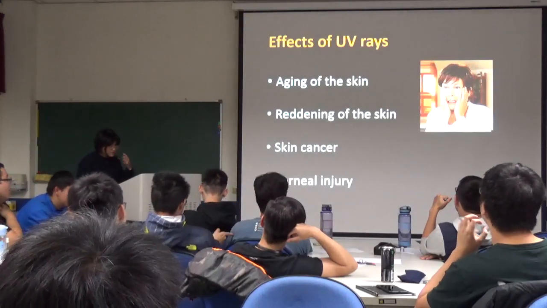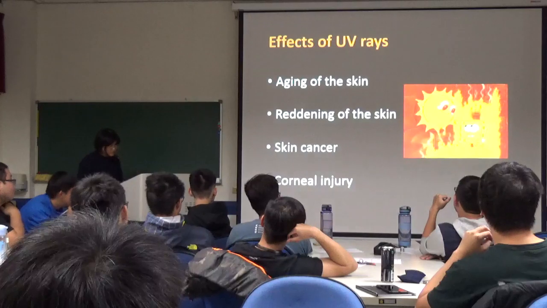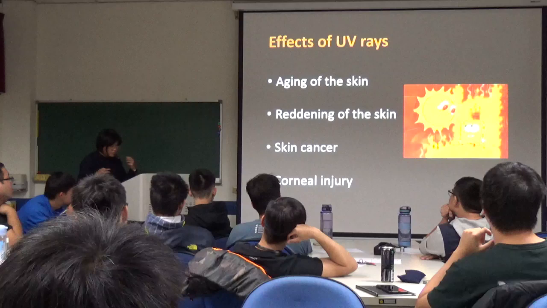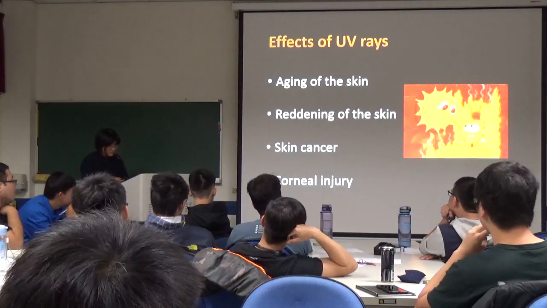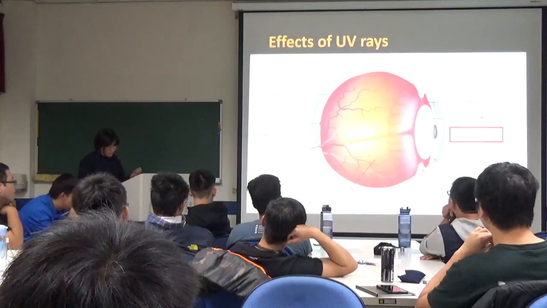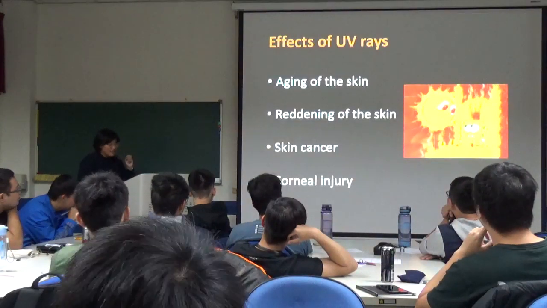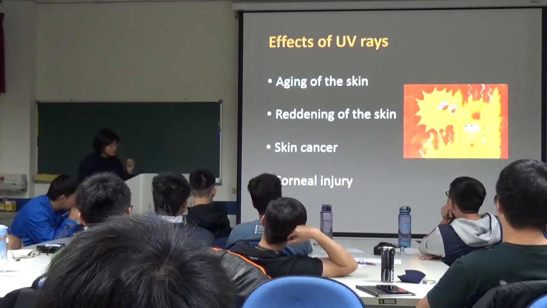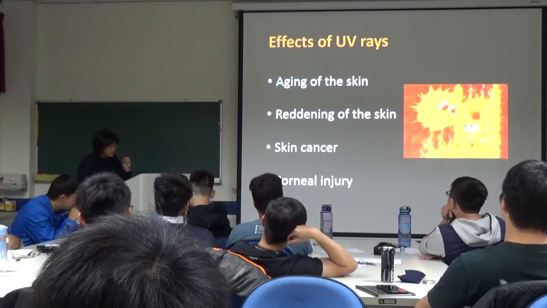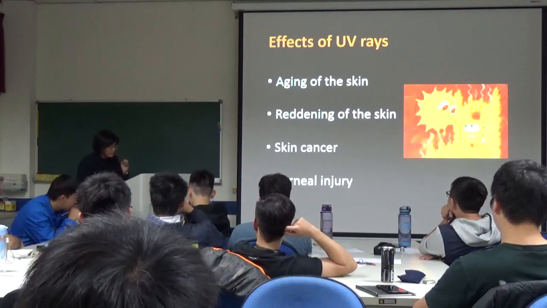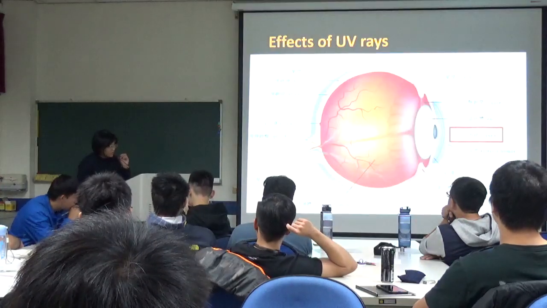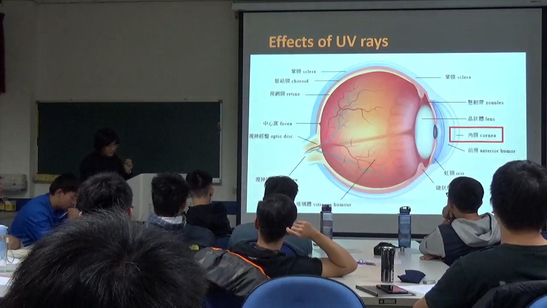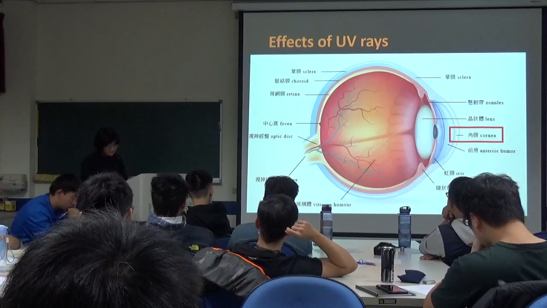One is aging of the skin and reddening of the skin. It means if you get a sunburn, your skin will become red. You can see your skin become red. And skin cancer. And maybe you will get corneal injury, because the UV rays keep entering your eyes, and maybe you will get a corneal injury.